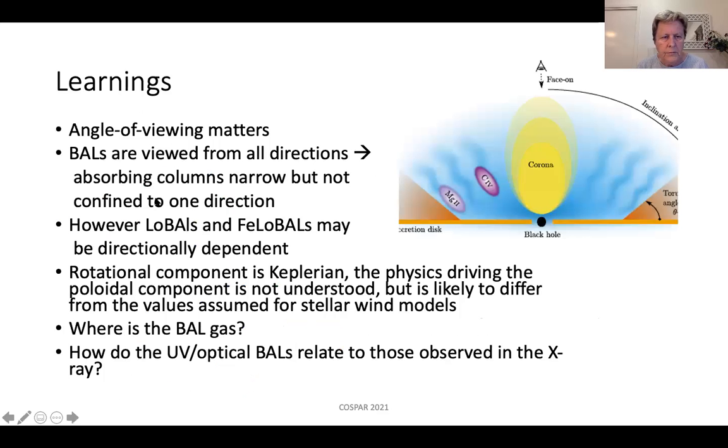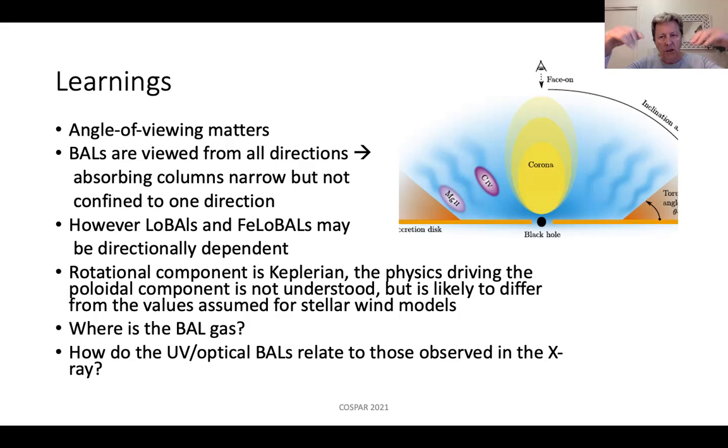So what did we learn from this? We suggest that the angle of viewing does matter in interpretation of these emission line characteristics, and that BALs, and I haven't shown the statistics here, but when we looked at the statistics of those emission lines, it suggested that the BAL quasars are viewed from exactly the same range of viewing angles as the non-BALs.